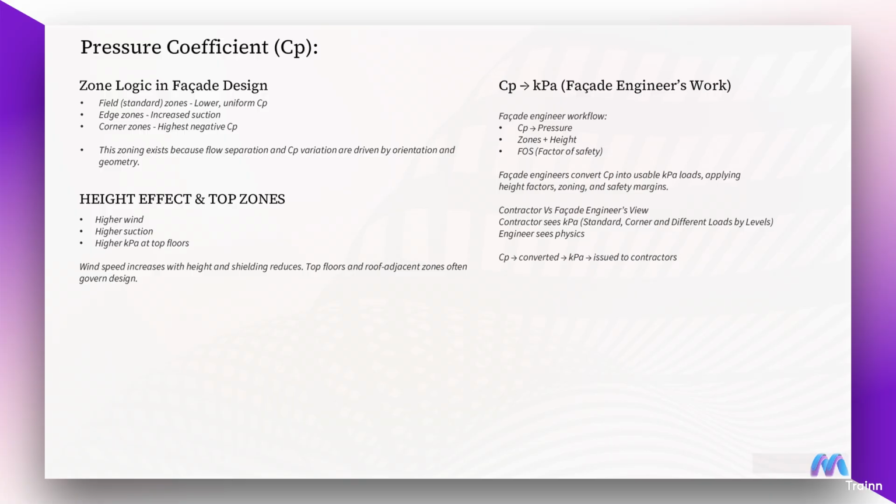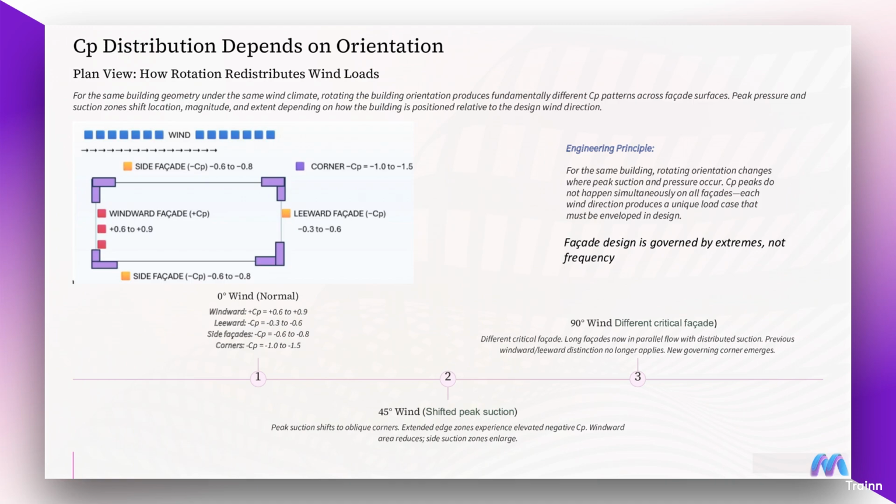Engineer sees physics.cp, converted to kPa, issued to contractors. CP distribution depends on orientation. Plan view: how rotation redistributes wind loads.